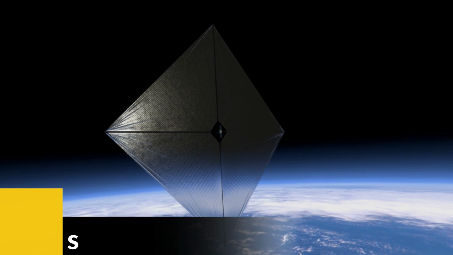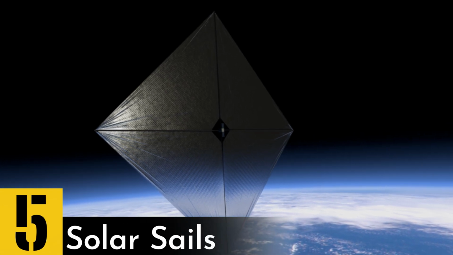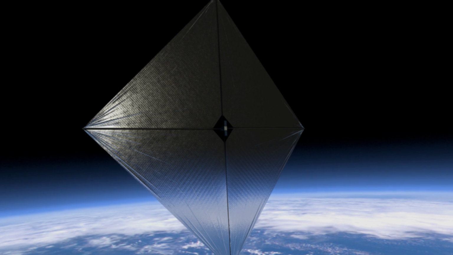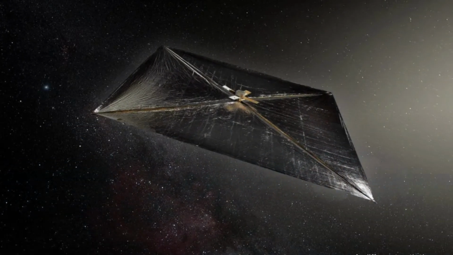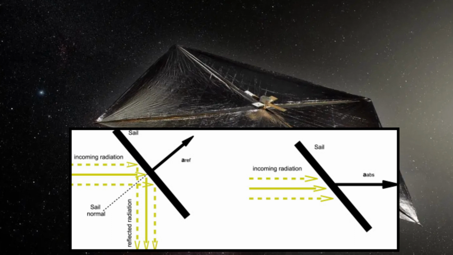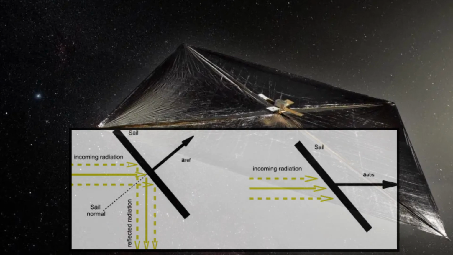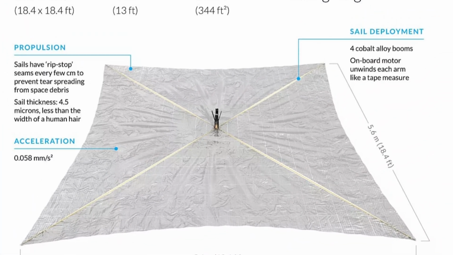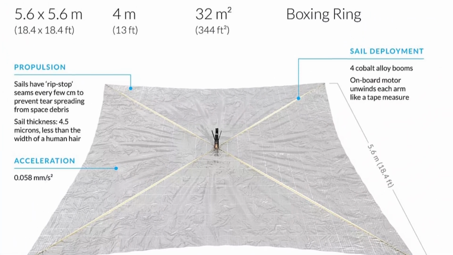Number 5. Solar sails. Solar sails are a form of propulsion that uses the radiation pressure of sunlight to push a spacecraft through space. They are made of a thin, reflective material that is stretched out into a large, flat surface.